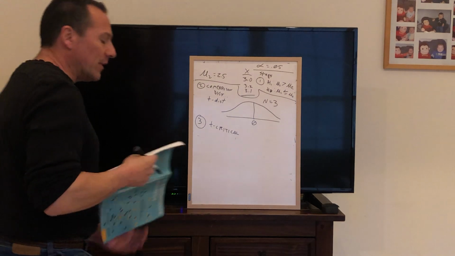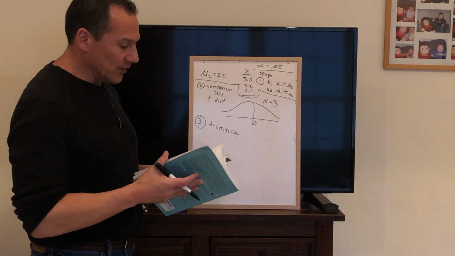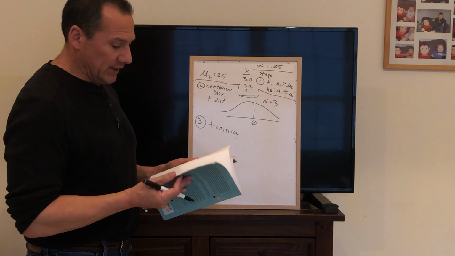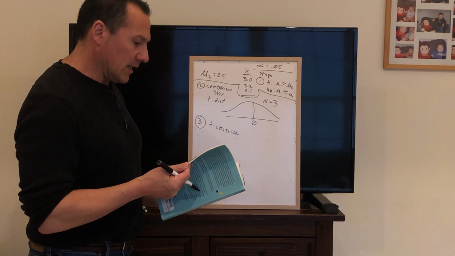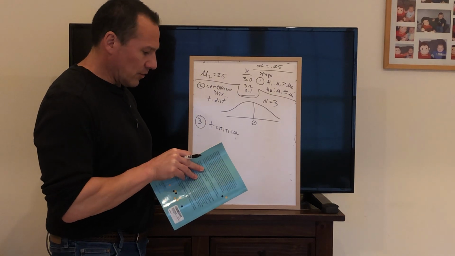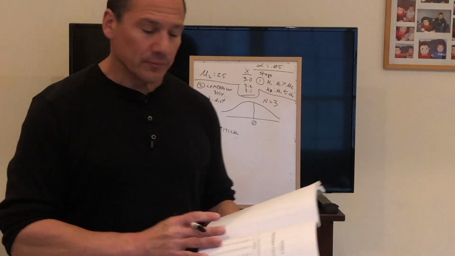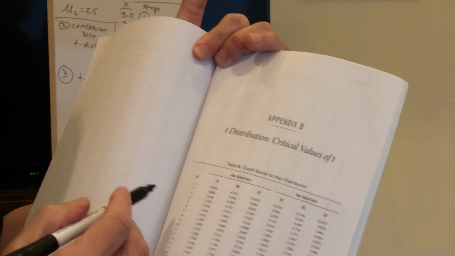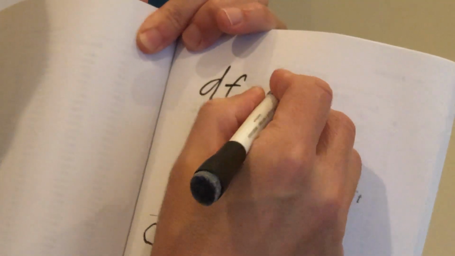T critical is actually going to be based on a table in the back of the book, Appendix B, which is on page 329. Okay, so here's Appendix B right here. The t critical is determined by 3 parameters. One is the degrees of freedom. It's a little complicated as to why this is called the degrees of freedom, but degrees of freedom equals n minus 1. Simple formula. So n is 3, so degrees of freedom is 2.